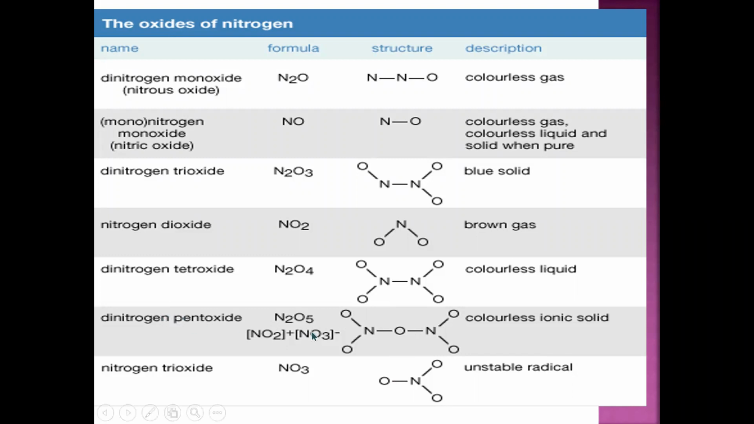N2O5 is a colorless ionic solid, and the trioxide is an unstable radical, NO3. NO, NO2 and NO3: NO3 is an unstable radical and the structure will be like this. So take a screenshot so that you will get each and every piece of information regarding the nitrogen oxides on a single page.